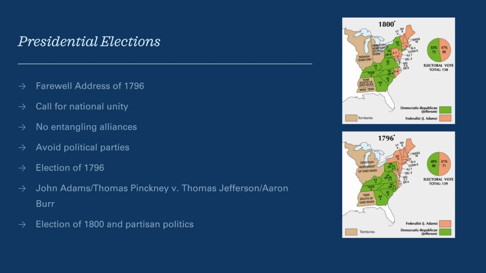Americans hadn't really gone through a true presidential election yet. Now, they did have experience electing members of their houses of burgesses when they were colonies. They had continued experiences with elections in their state governments. But this was the real first true national election for the executive office within the United States of America.